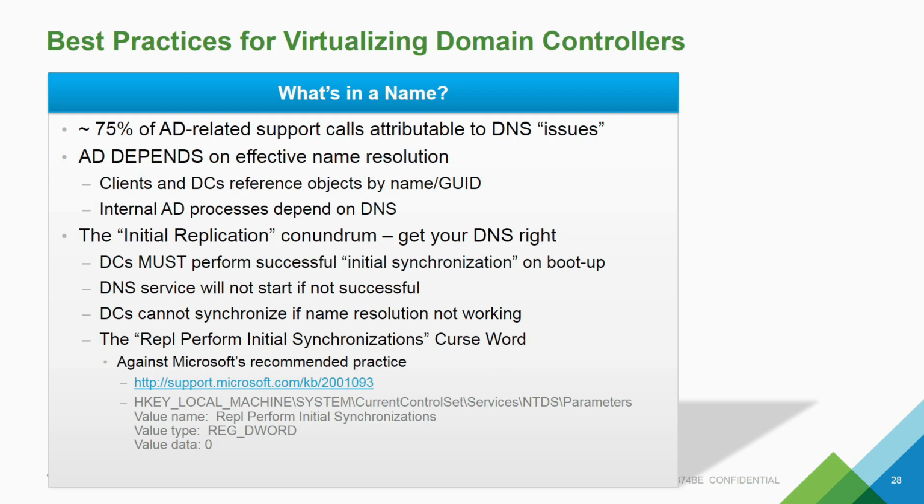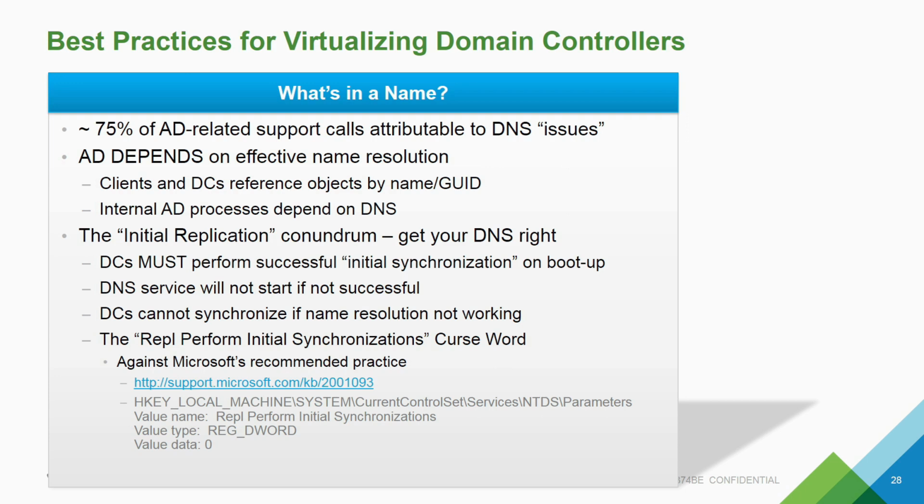There is this concept of initial replication that happens in a domain or a forest. When the domain controller comes up, it is required to first be able to talk to another domain controller if it's not the only one in the domain. If there is more than one domain controller in a domain, when a domain controller comes up, it must be able to talk to another domain controller before it can start advertising itself as a domain controller. Effectively, if it's not able to talk to somebody else, it becomes an island.